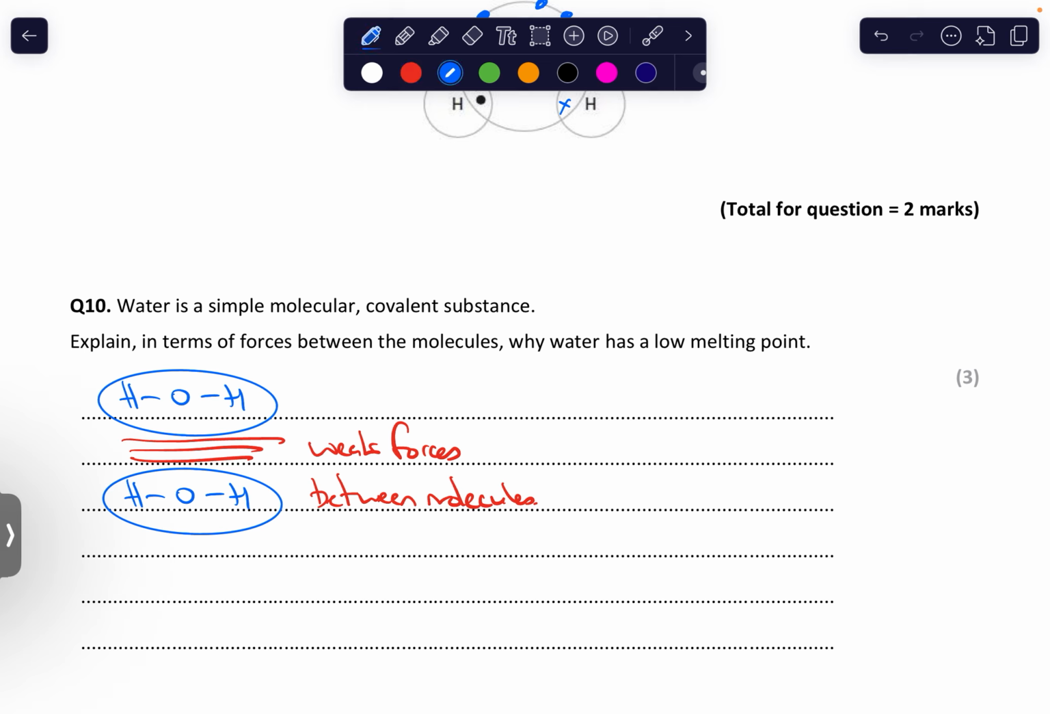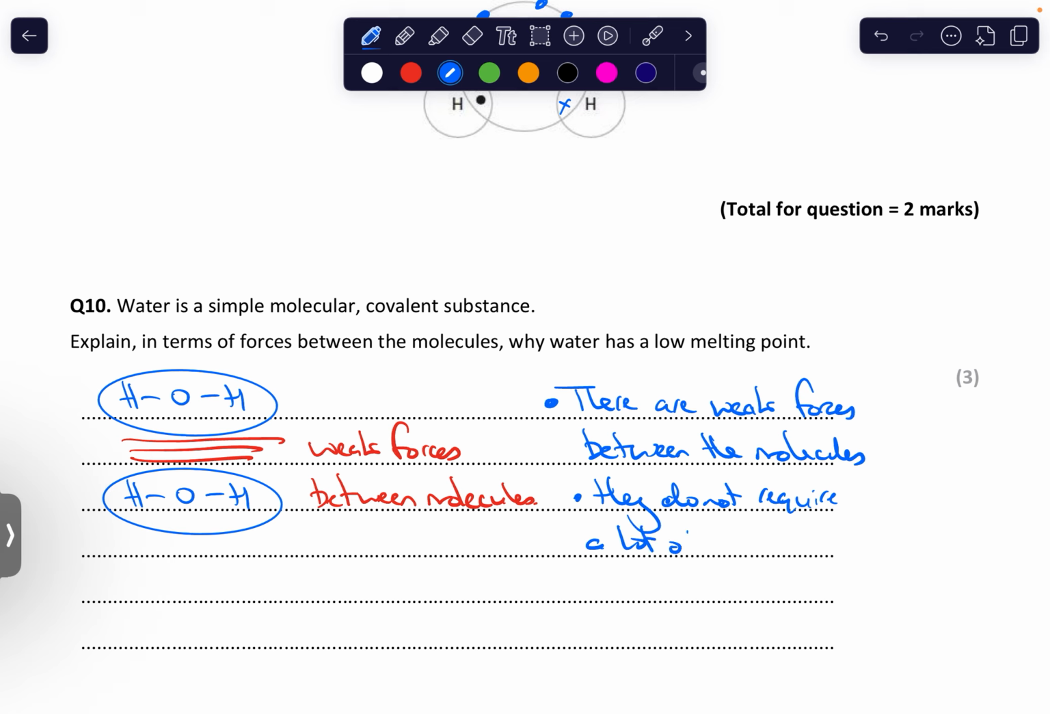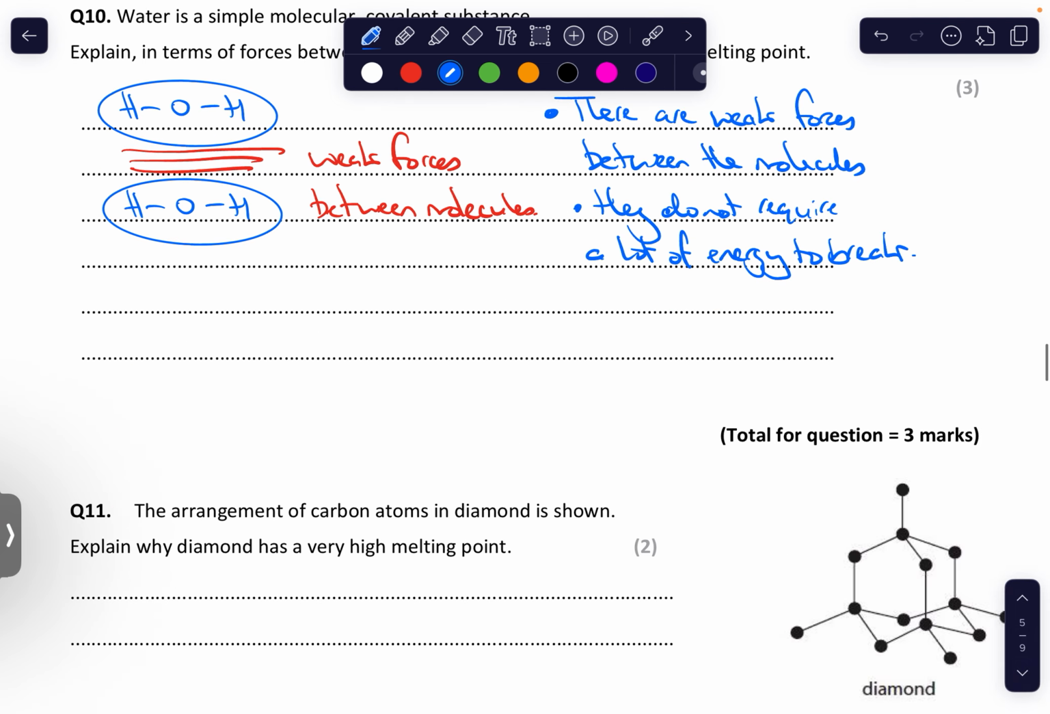It has a low melting point because, to get the marks here, you need to say there are weak forces between the molecules, and because they're weak, they do not require a lot of energy to break, and that is how we get the marks for that question.